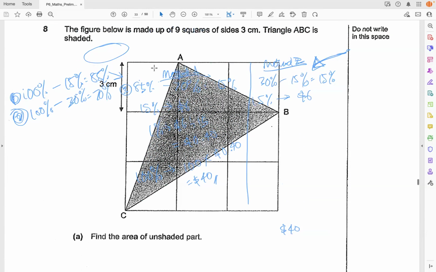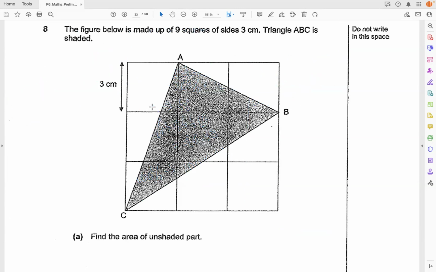This is something you learned in Primary 5, question number 8. The figure below is made out of 9 squares of side 3 centimeters. Triangle ABC is shaded. Find the area of the unshaded part. The unshaded part is this. There's one triangle here, which we call X, this triangle. Triangle X, triangle Y, and triangle Z.